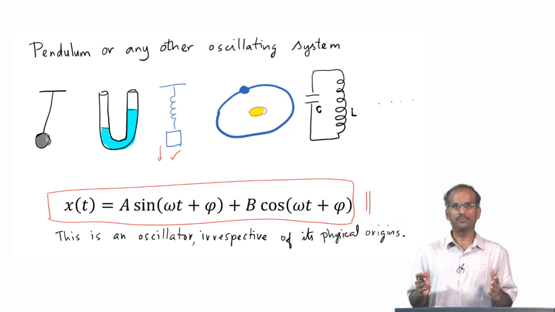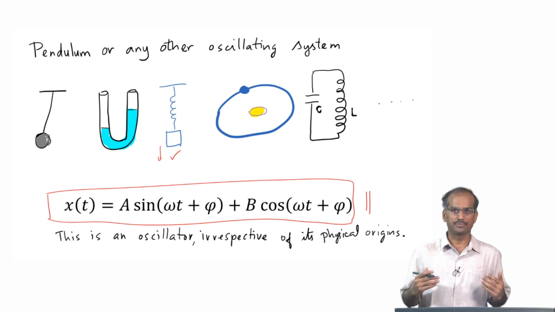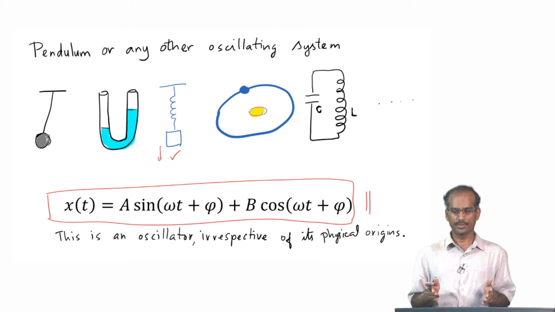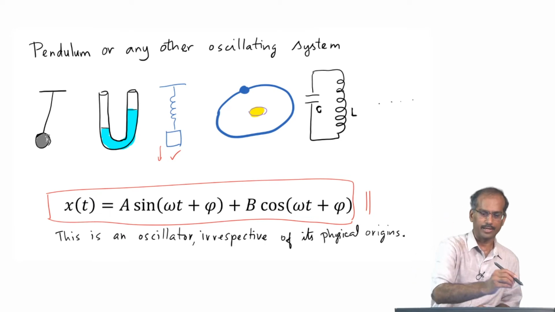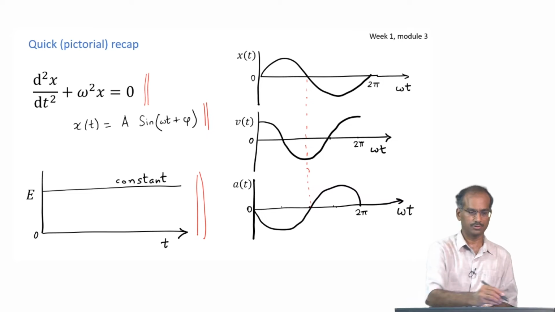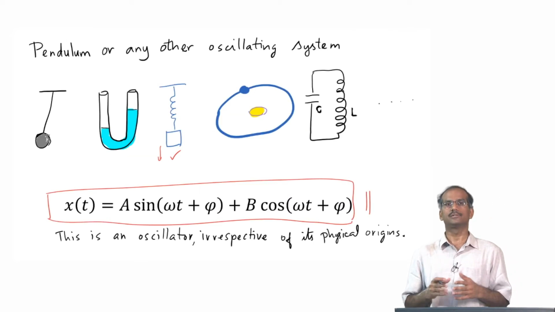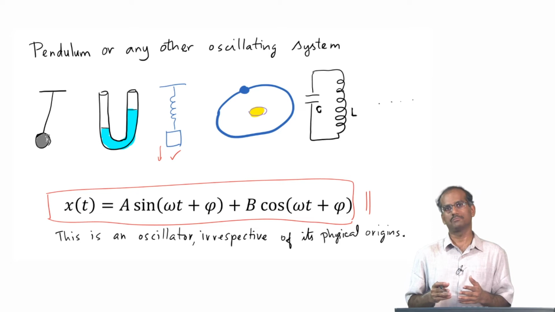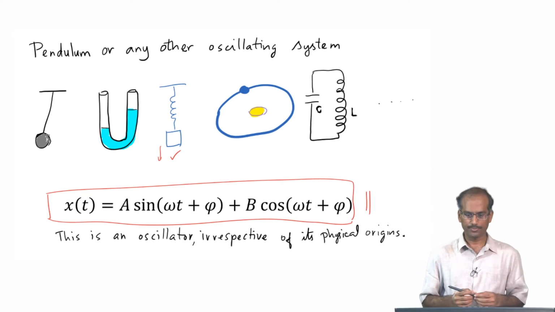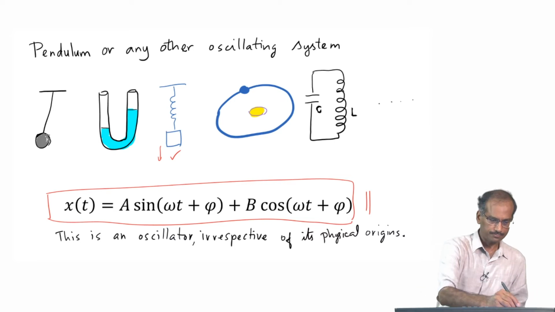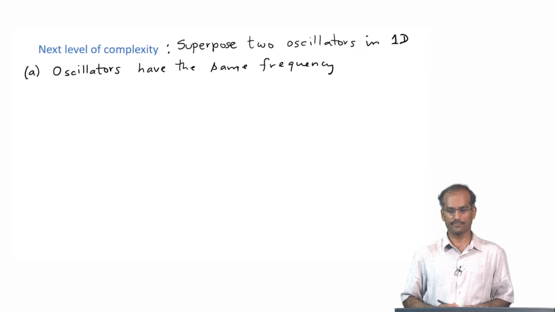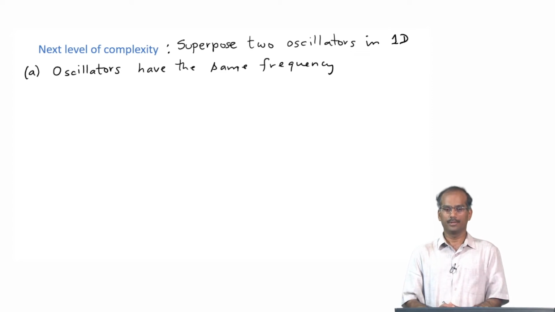So, all that would matter for us, at least for this module and the next one, is that we are dealing with an oscillator, which is described by an equation of motion that is shown here, and its physical origin is more or less immaterial for our purposes. So, with this background, now let us get to the next level of complexity.